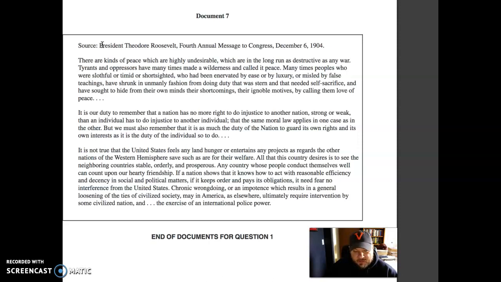So his idea of walk softly and carry a big stick, that diplomacy, was basically saying, hey, if you do what we want, we're going to be friends. If you don't, we're pretty tough, and we're going to show you how tough we are. So that's what Document 7 was really saying.